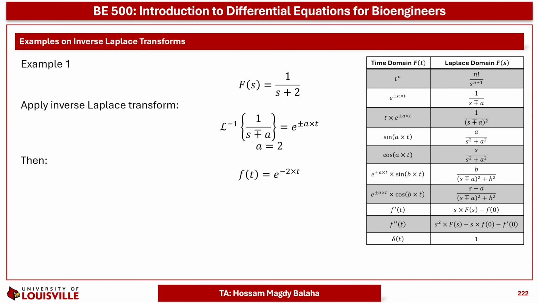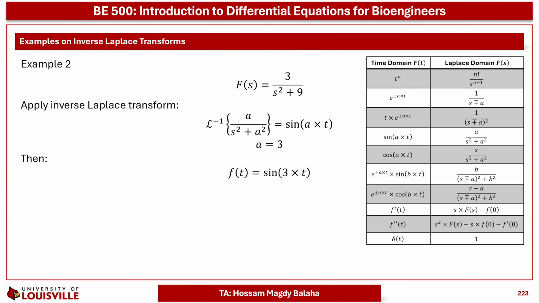So for the first example, 1 over s plus 2. Simply we can look at the column called Laplace transform and check which one has this pattern. We can find this one. So to convert it back, simply a here is 2 and it's plus, so we convert it back to negative. So the corresponding time domain f of t will be exponential of negative 2t.